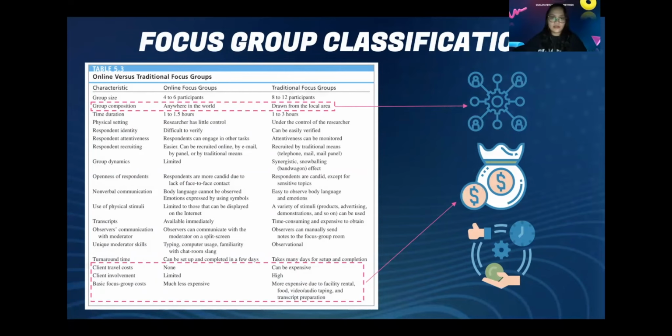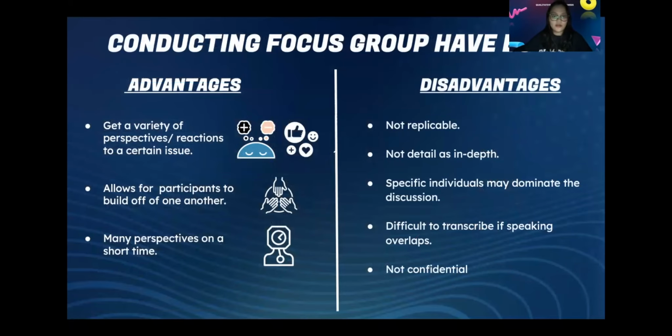And the next difference is about the cost. In online focus group, it's low-cost, and in traditional way, it can be expensive. And the last one is about the effectiveness between online and traditional focus group. And when you conduct the focus group, there can be upsides and downsides.